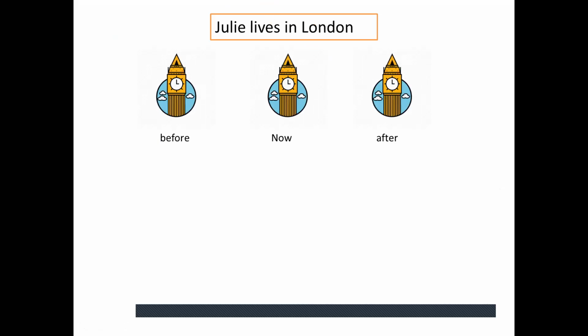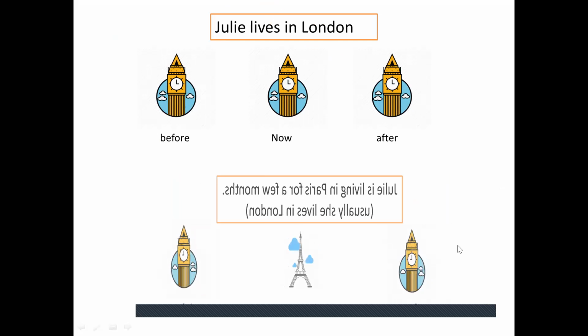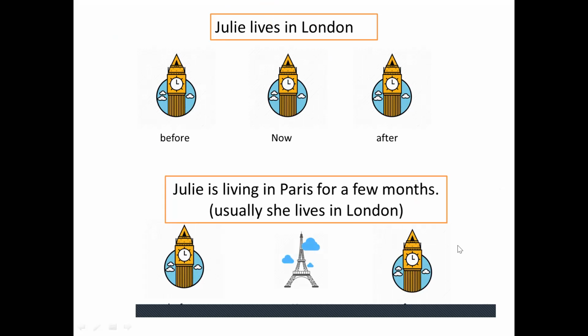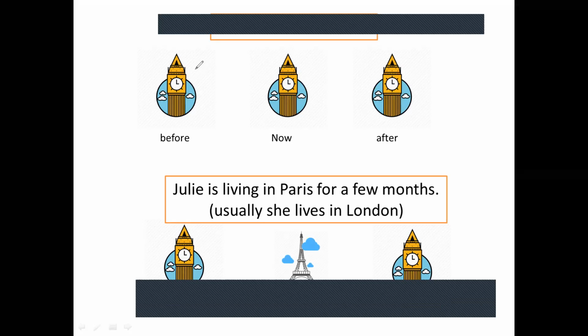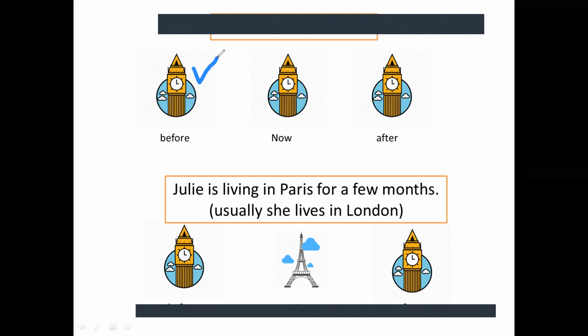And here is an illustration to make you understand better about this usage. For the present simple, Julie lives in London. So before, in the past, Julie lived in London. And for now, at present, she lives in London. And in the future, she will also live in London.